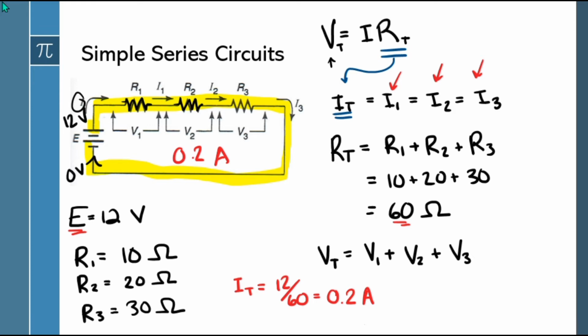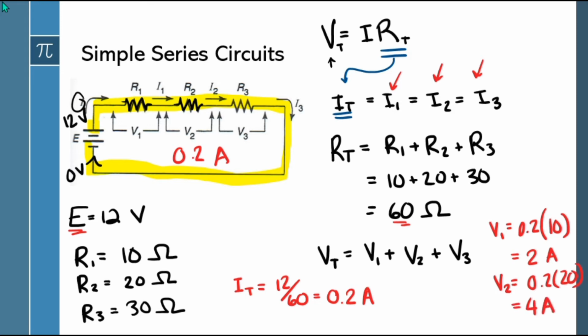So if I take V1, and we know that V equals IR, we're going to have our current, the same everywhere, times our first resistance. And that should give me 2 amps. V2 is going to be the current, the same everywhere, times the 20. That's going to give me 4 amps.